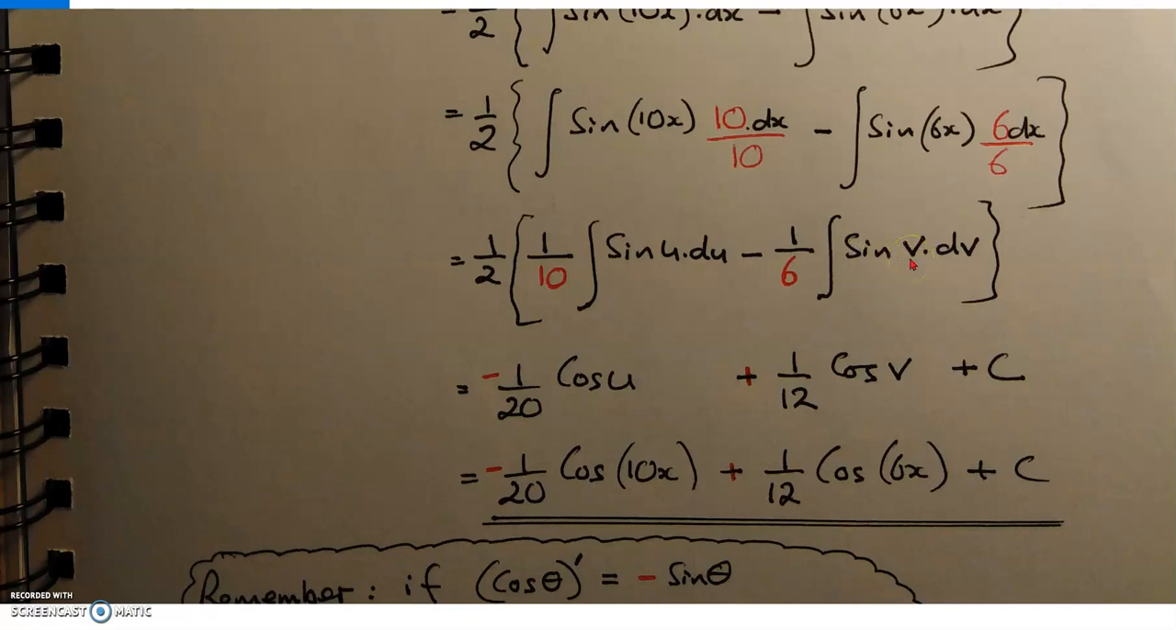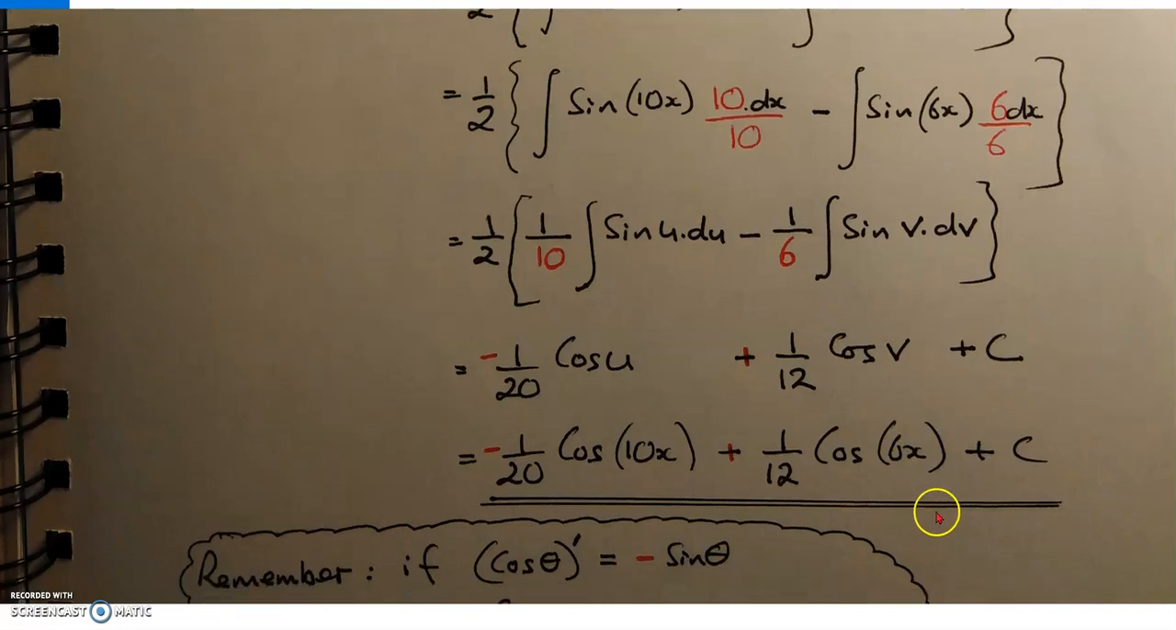Sine v is the derivative of not cos v, but minus cos v. So when I integrate this, I'm going to get minus cos v, and the minus for the cos v would multiply out with this minus here to give you plus there. Okay, so the final answer is minus 1/20 cosine of 10u, because we said u was 10x. Sorry, not 10u, 10x, I mean.